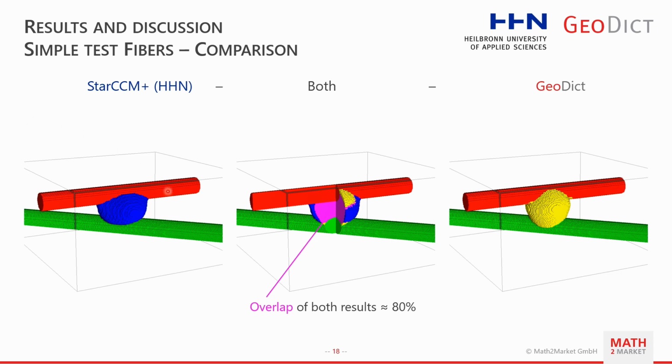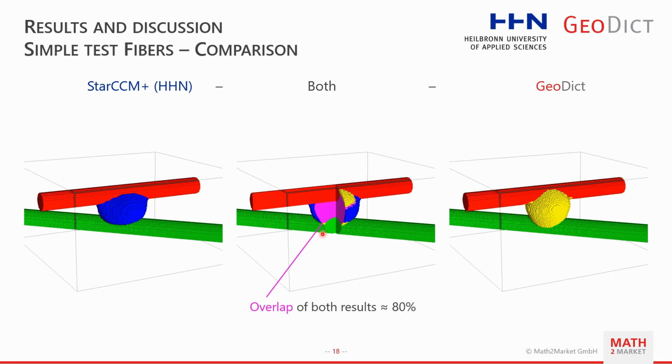You can see a droplet between two fibers, and on the left side this blue droplet is simulated using StarCCM, while on the right side this yellow droplet is the result from the GeoDict model. And in the middle we have the combination of both, where the overlap is shown in magenta. As you can see, 80% of all the fluid voxels overlap, so we have quite a good match of both these droplets.